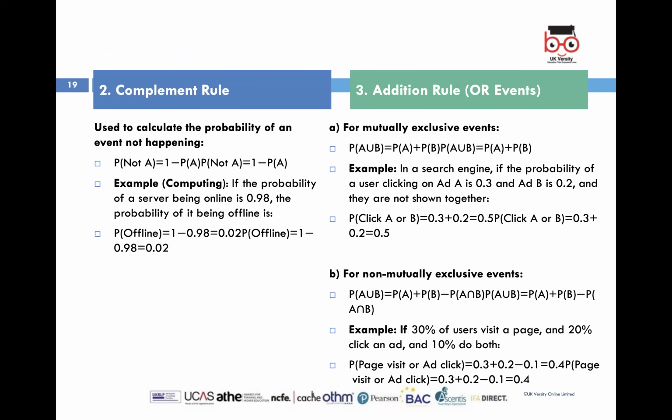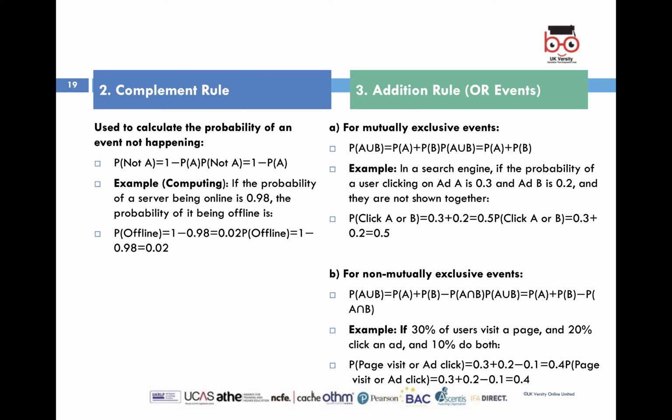The complement rule is used to calculate the probability of an event not happening. For example, P(not A) is 1 minus P(A). An example in computing is that if the probability of a server being online is 0.98, the probability of it being offline is 1 minus 0.98, which equals 0.02.